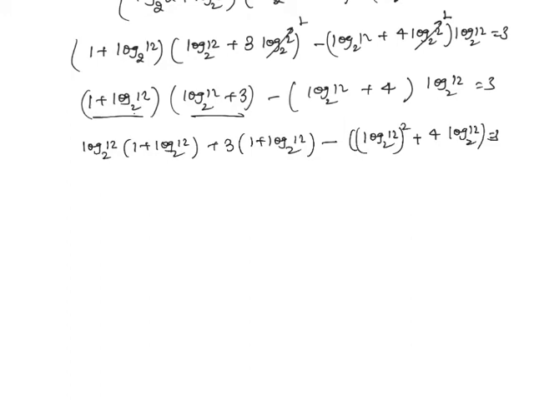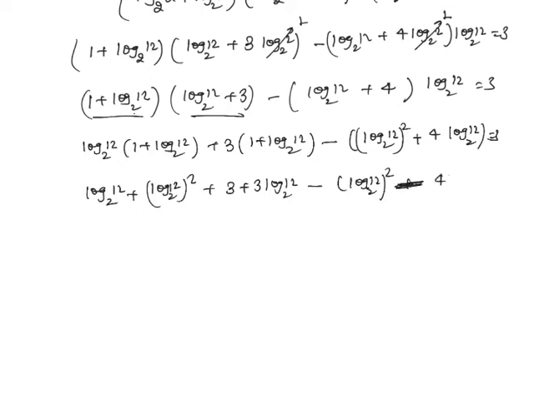Then again if you multiply inside, what will come? Log 12 base 2 plus log 12 base 2 whole square plus 3 log 12 base 2 minus, if I take minus inside, what will come? Log 12 base 2 whole square minus 4 times log 12 base 2 is equal to 3. So this 3 plus 1, 4, this 4 gets cancelled, this also gets cancelled, 3 equals 3. That's the answer.